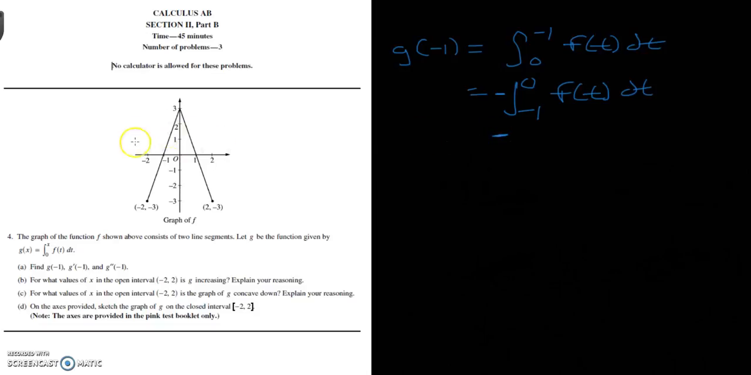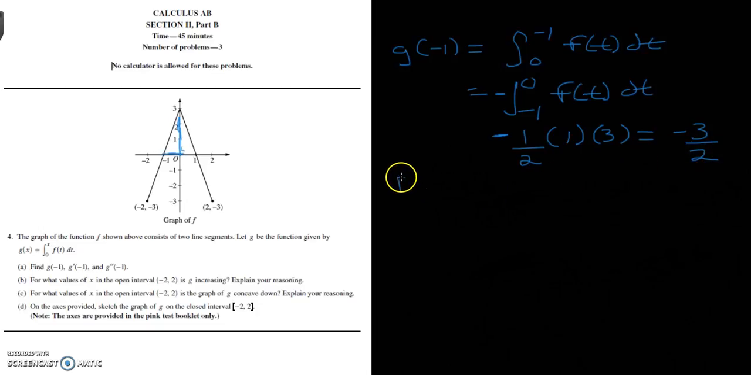So now we need to find this area over here. The area is 1/2 base times height, so it's 1/2, the base looks like it's 1, and the height is 3. So your answer over here should be -3/2. Let me write that down. Equals -3/2.